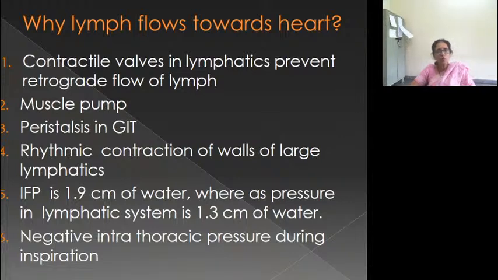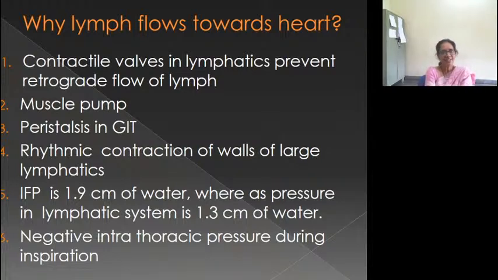Rhythmic contractions of the walls of large lymphatics are occurring in the large lymphatics, and also interstitial fluid pressure is 1.9 centimeters of water. Interstitial fluid pressure is that much, whereas the pressure in lymphatics has to be less. That is why the lymph is flowing from the interstitial fluid into the lymphatic vessel. So pressure in the interstitial spaces is about 1.9 centimeters, whereas pressure in the lymphatic system is 1.3 centimeters of water. That is why it is coming into your lymphatic system.